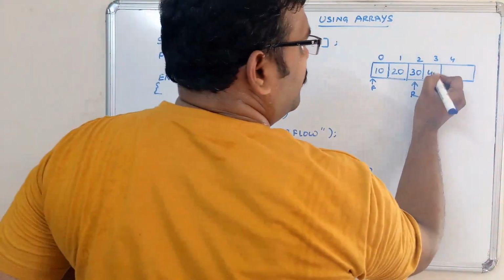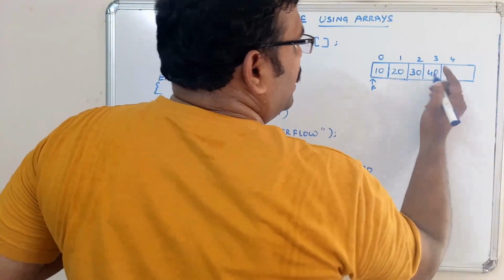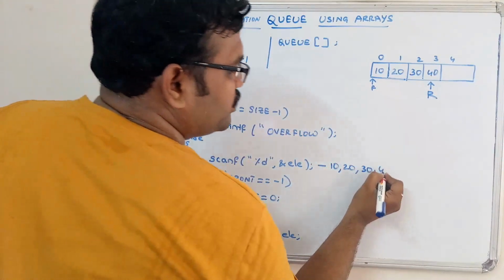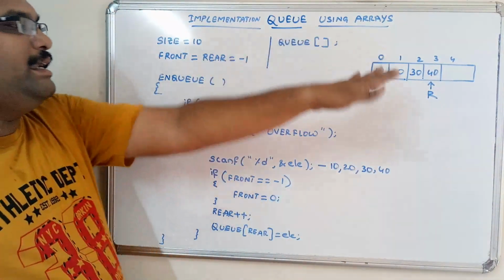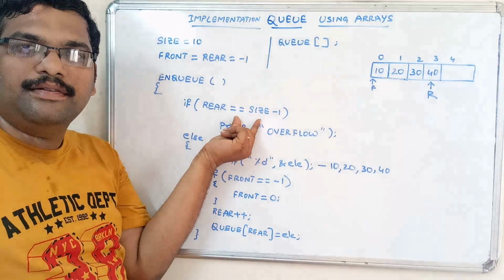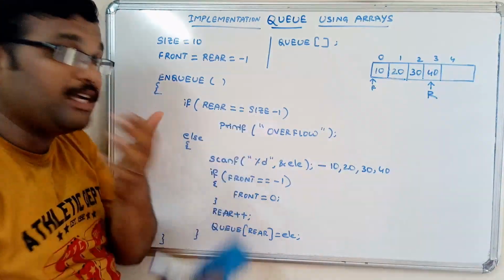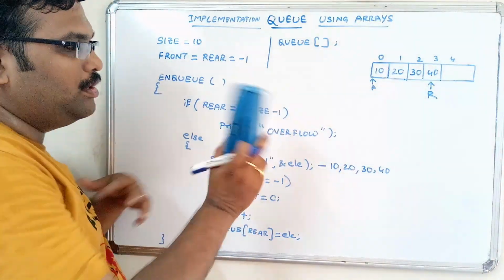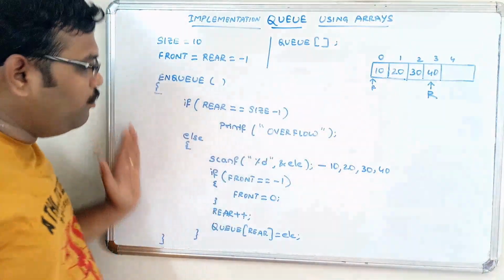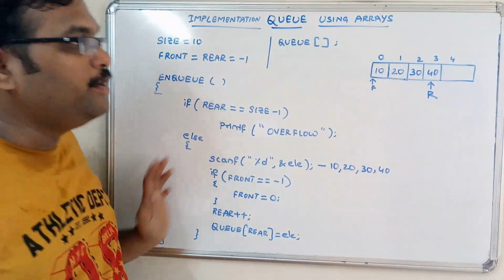Similarly 40. In the next call, the 40 will be inserted, until this condition becomes true. If it is true, we can't insert an element into the queue. So this is how we can insert elements into the queue.